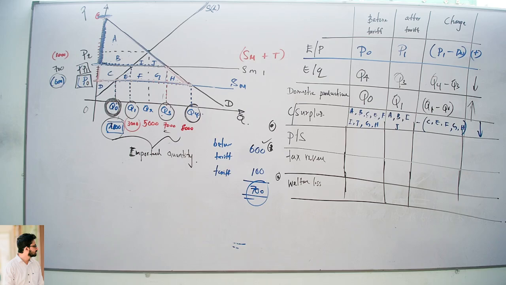Are you all done? Okay, very good. Tax revenue. Tell me the letter showing tax revenue of the government, the tariff revenue of the government, based on the diagram.